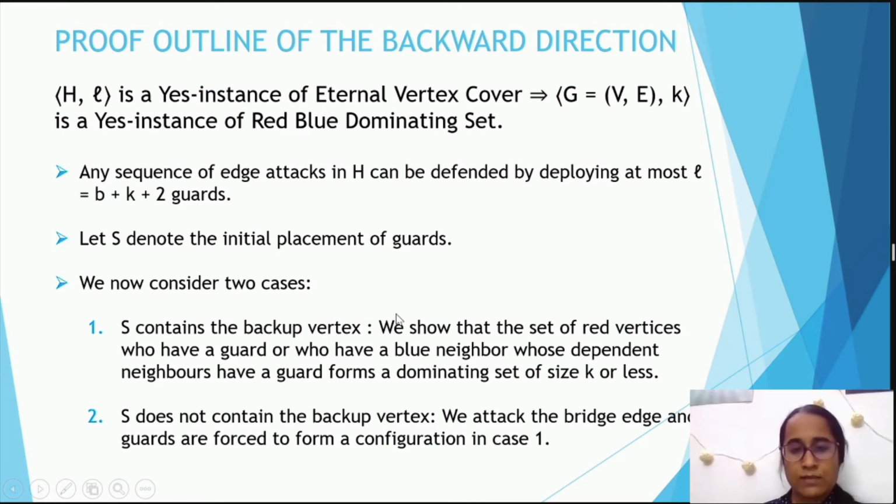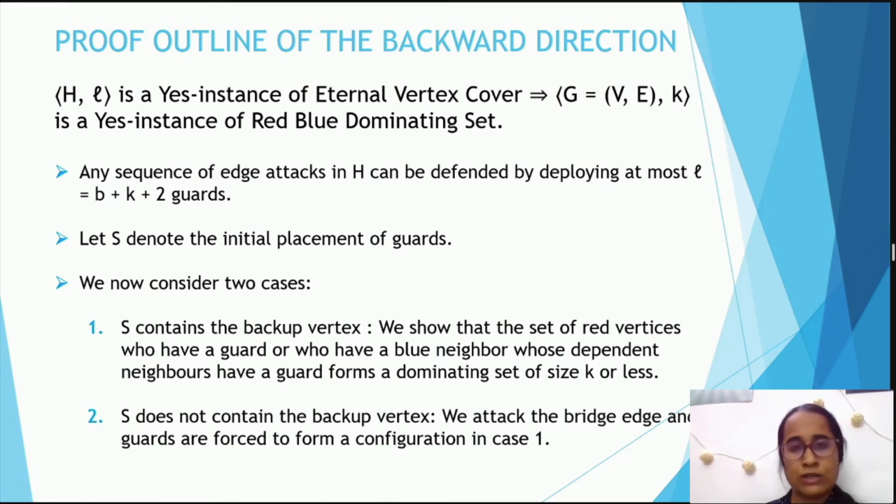If it contains the backup vertex, in that case, we have shown that the set of red vertices who have a guard, or who have a blue neighbor whose dependent neighbors have a guard, correspond to a dominating set of size k or less. I will not be giving the proof here, but the proof is given in the paper. And if we don't have the backup vertex in S, then we attack the bridge, and so one guard is forced to go to the backup vertex from the universal vertex, and then we are forced into case 1.